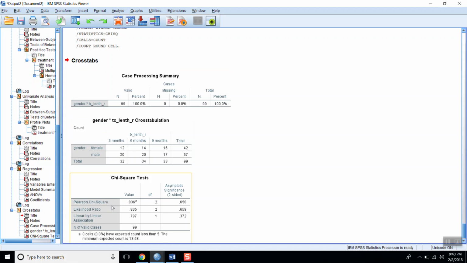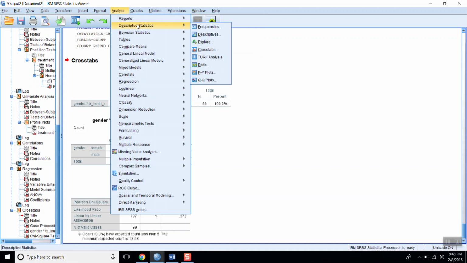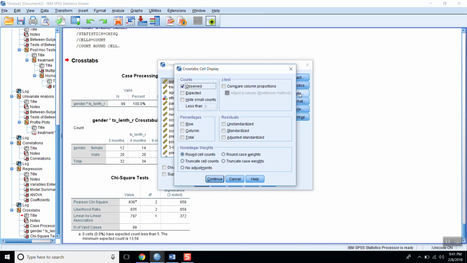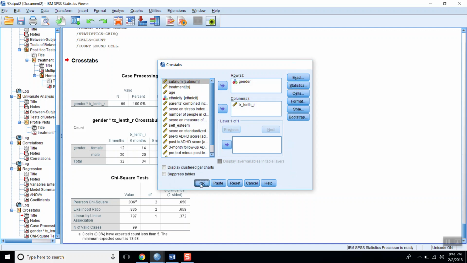And then with this, you can kind of look at the chart and interpret it. So let me go back. I'm going to show you how to get the additional information that kind of helps you look at it. It just gives you a bunch of percentages. Okay, so go back. We're going to do the same thing. Analyze, descriptives, crosstabs. Okay, so we're back here. Press cells and tell it that you want row, column, and total percentages. And press continue. And okay.